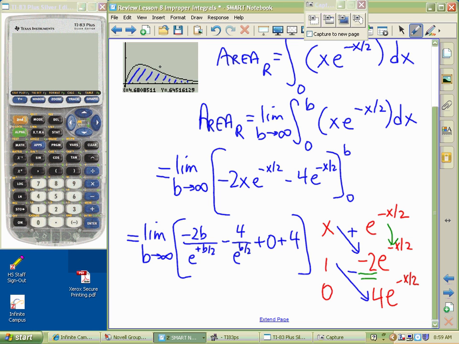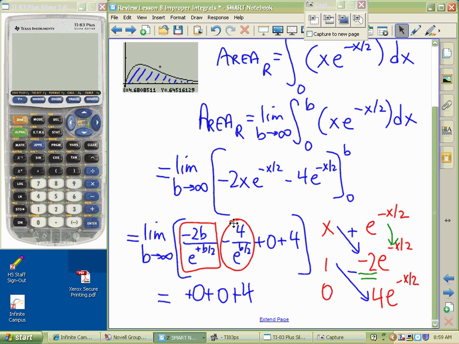I'm pretty sure I know 3 of these things. I'm pretty sure that the 4 is still a 4, and the 0 is still a 0, and I'm even pretty sure that I know this one. What happens as b gets large? 0. So the trick is, what happens here as b gets large? The top gets infinitely large. The bottom gets infinitely large. But it gets infinitely large faster.